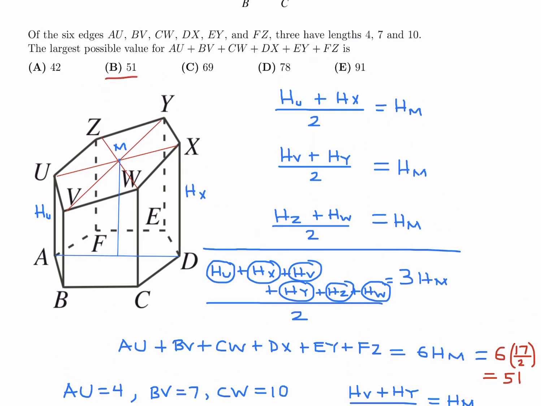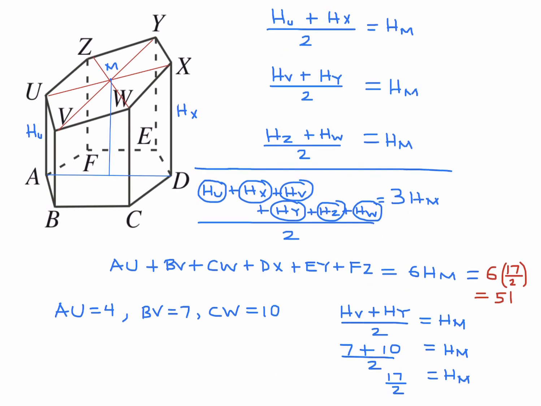All right. 51 is one of the answer choices. But is it the largest possible value? Now, that is the tricky part to this question. You don't know. Do you take a chance and circle it? And unfortunately, 51 is not the largest. It is a possible value, but it's not the largest possible value. So how do we get the largest possible value?